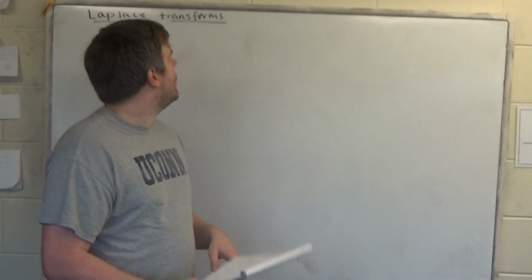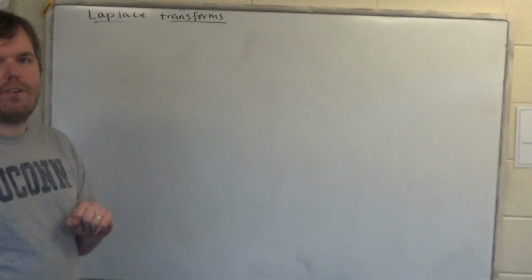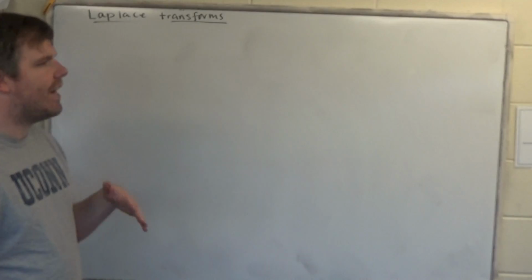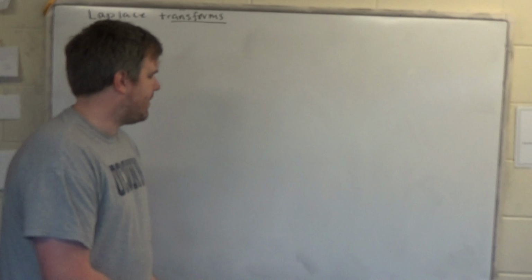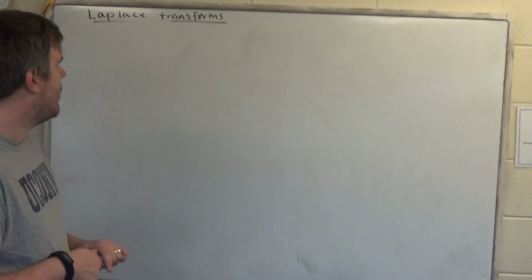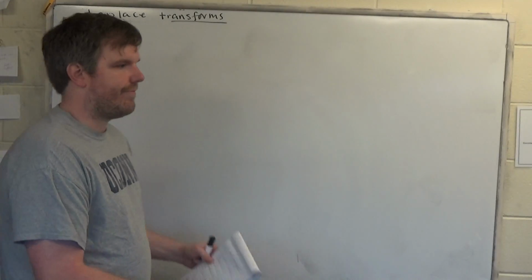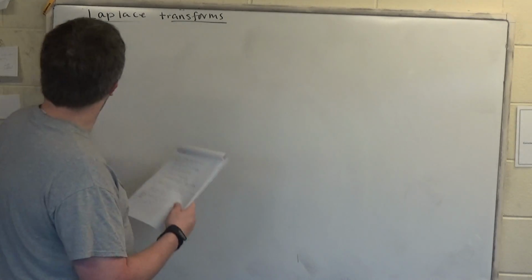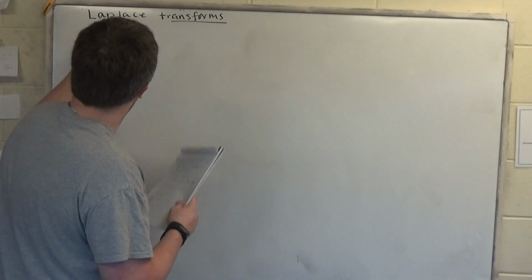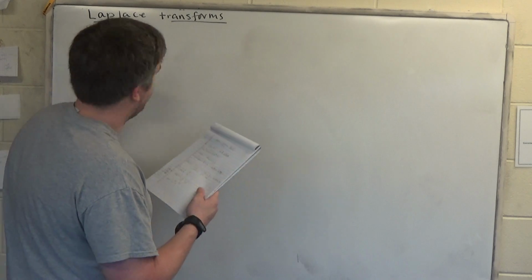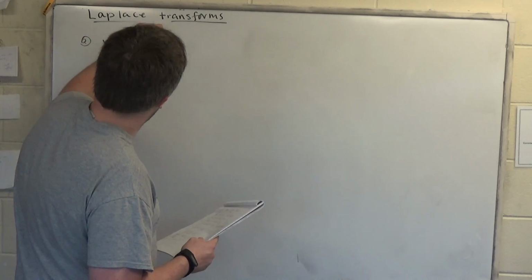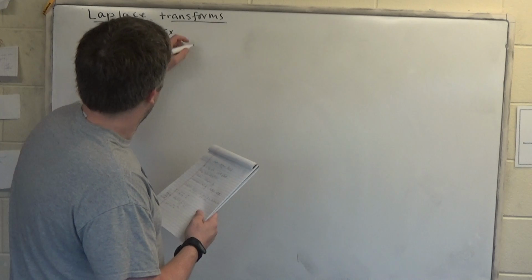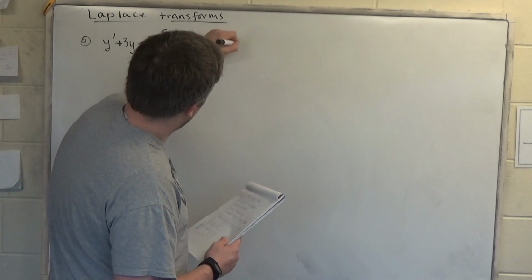Hi class. We're still going to be talking about Laplace transforms here, and now we're going to put everything together and solve an initial value problem or two with Laplace transforms. So we're going to start out with number 2. We have y prime plus 3y equals 8 e to the 5x, and y of 0 equals 2.